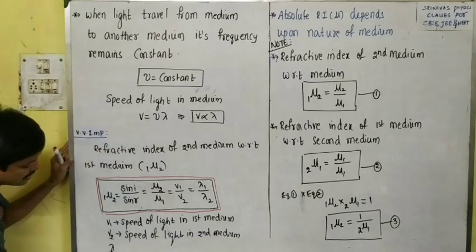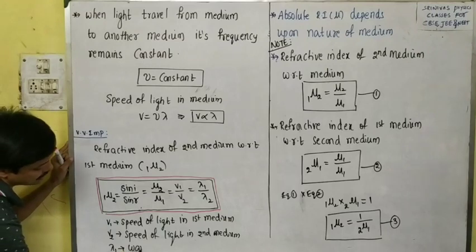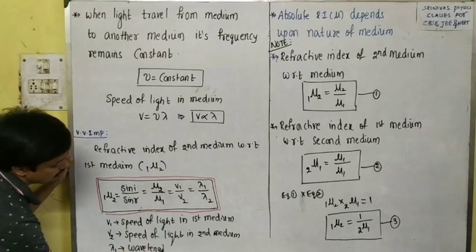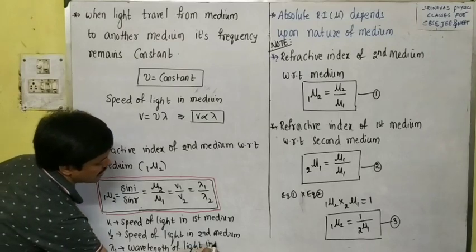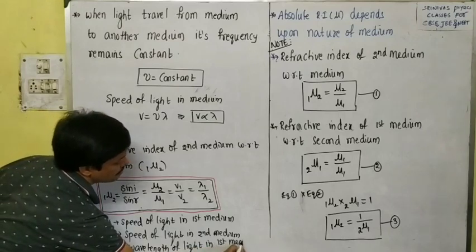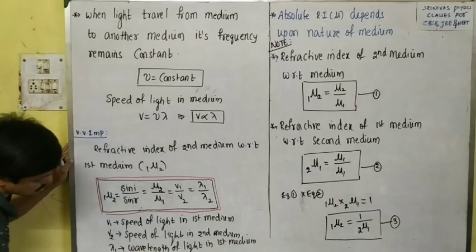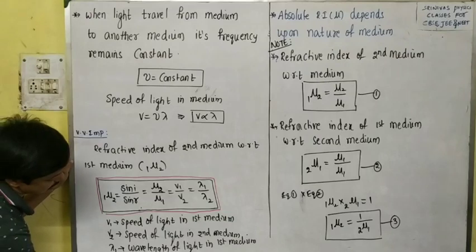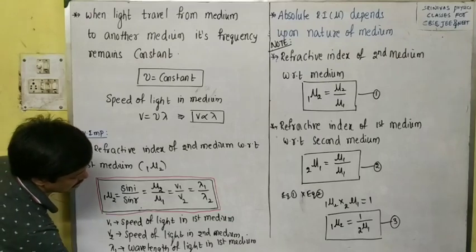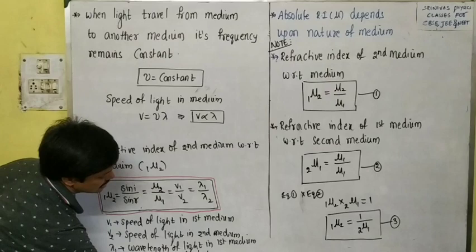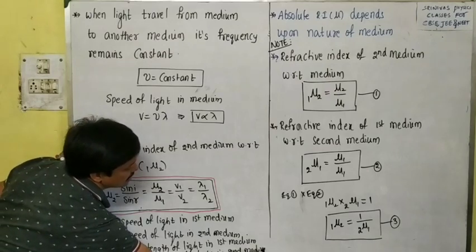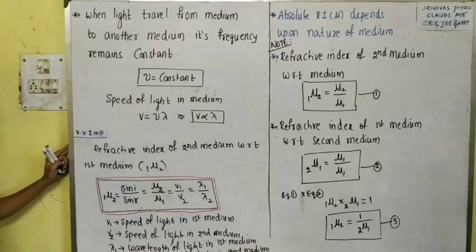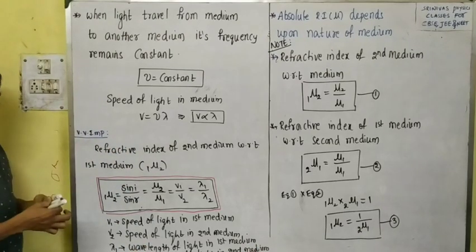What is lambda 1? Wavelength of light in first medium. What is lambda 2? Lambda 2 is the wavelength of light in second medium. This is a single and very important formula.